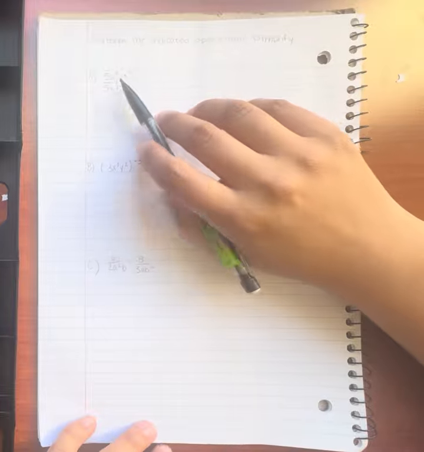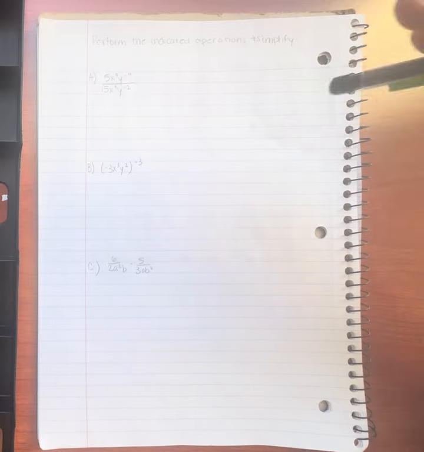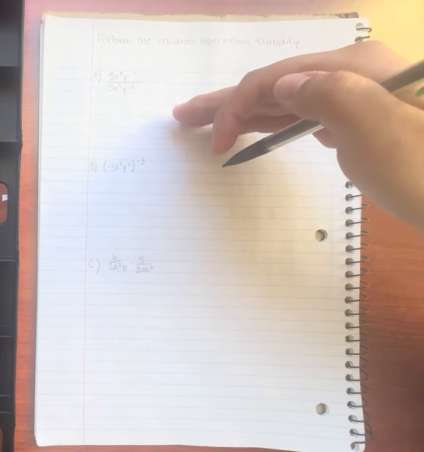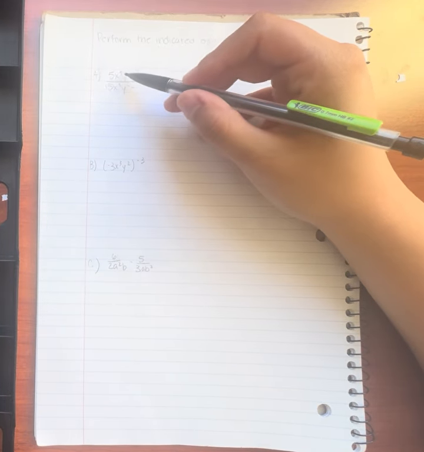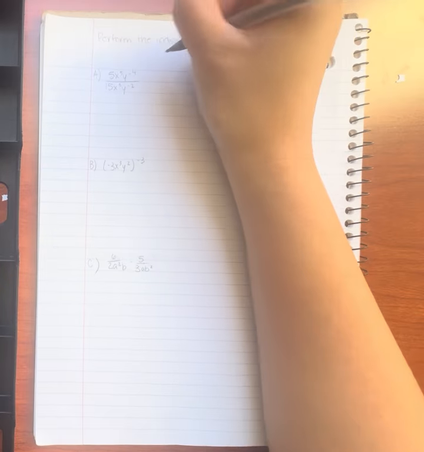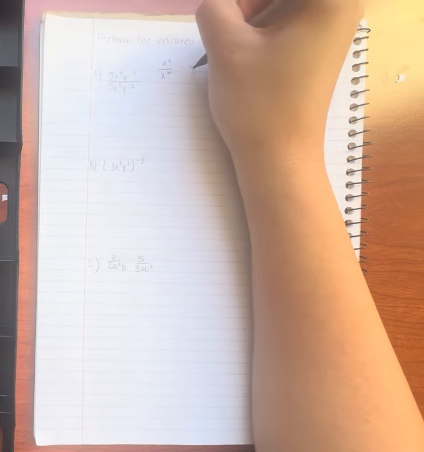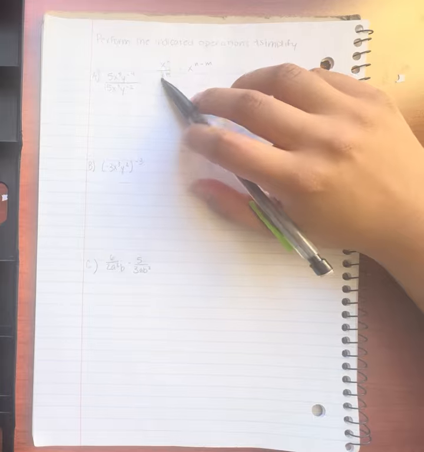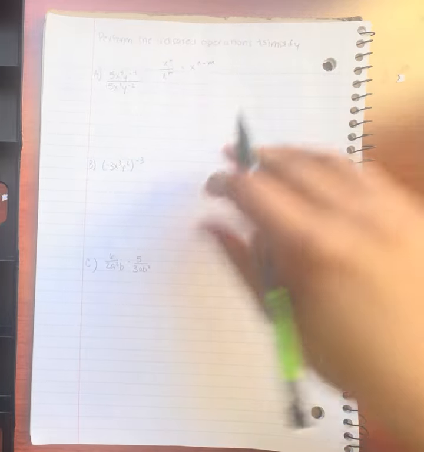So for this problem, we're being asked to perform the indicated operations and simplify. These problems are essentially testing us on if we know our exponent laws. For example here, when exponents are being divided, in reality they're being subtracted. It could also be seen as x to the n over x to the m. In reality, it's x to the n minus m.